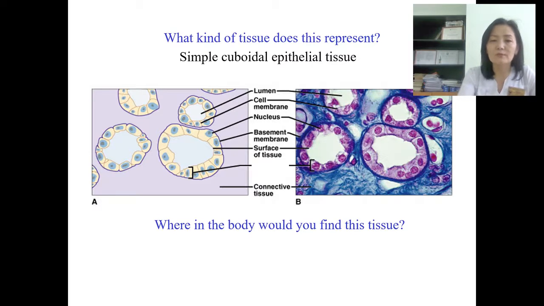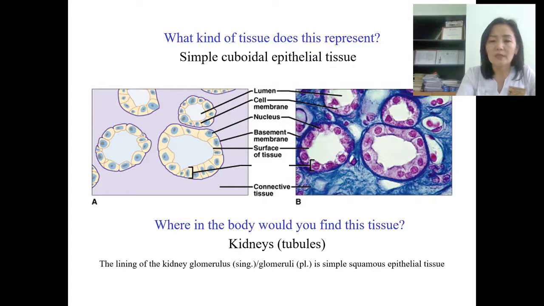And interesting, where in the body would you find this type of tissue? Yeah, one example, kidney tubules are lined by this epithelium. Not all parts, yeah? Not all parts of the kidney tubules, because the glomerulus part is lined by simple squamous epithelium. We can say the proximal and the distal tubules are lined by cube-like or cuboidal epithelial tissue.